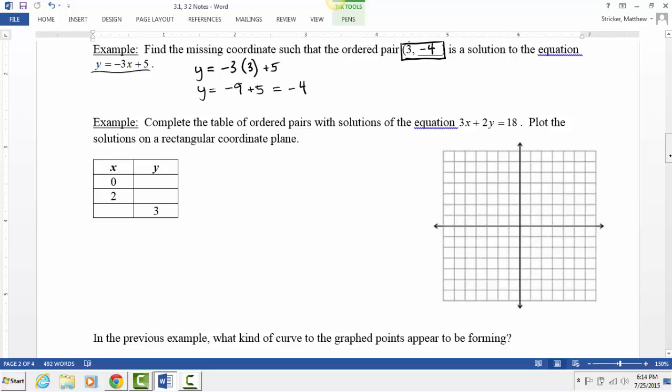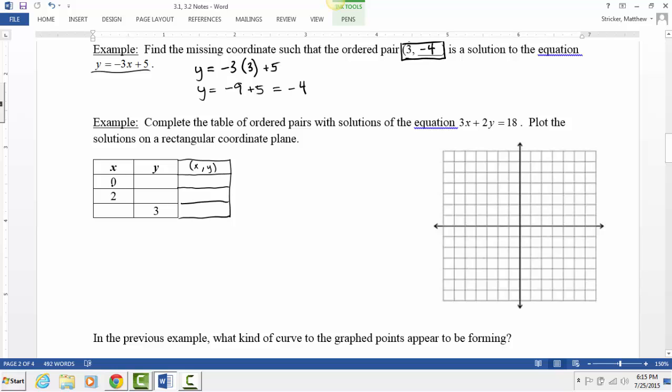So the next example says complete the table of ordered pairs with the solutions to the equation 3x plus 2y equals 18 and then plot those solutions on a rectangular coordinate plane. This is a table here. Notice we have an x column. These are x values. We have a y column. These are y values. And I'm going to make one more column here, and this will be our ordered pair column. It'll be our (x, y).